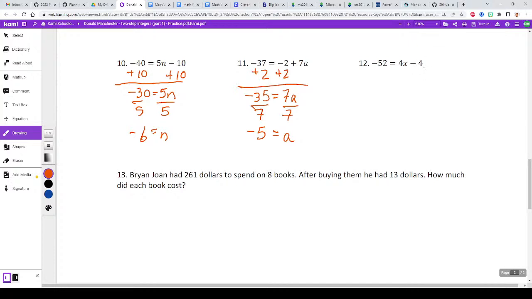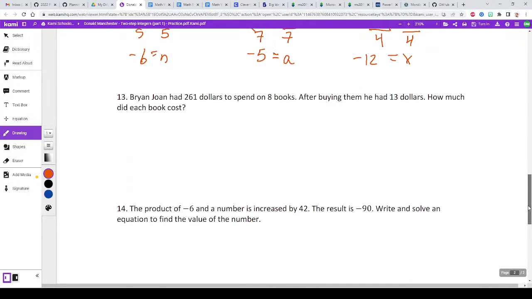Over here, we've got a negative 4 for the constant, so we're going to add the opposite, which is positive 4. Negative 52 plus 4 is negative 48. Then we have 4x. We undo multiplication with division, so we divide both sides by 4. A negative divided by a positive is a negative, so that's negative 12.